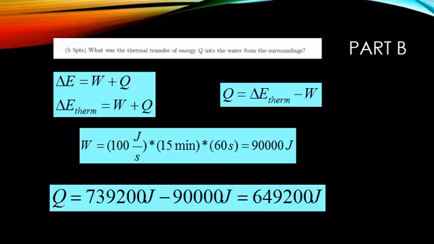In the problem, we are given work per second. To calculate the total work done, we multiply this by the time it took, which happens to be 15 minutes or 900 seconds, thus giving us our total work, which is 90,000 joules. We then use the change in E thermal that we calculated in Part A and subtract the work to get the thermal energy transfer, which turns out to be 649,200 joules.